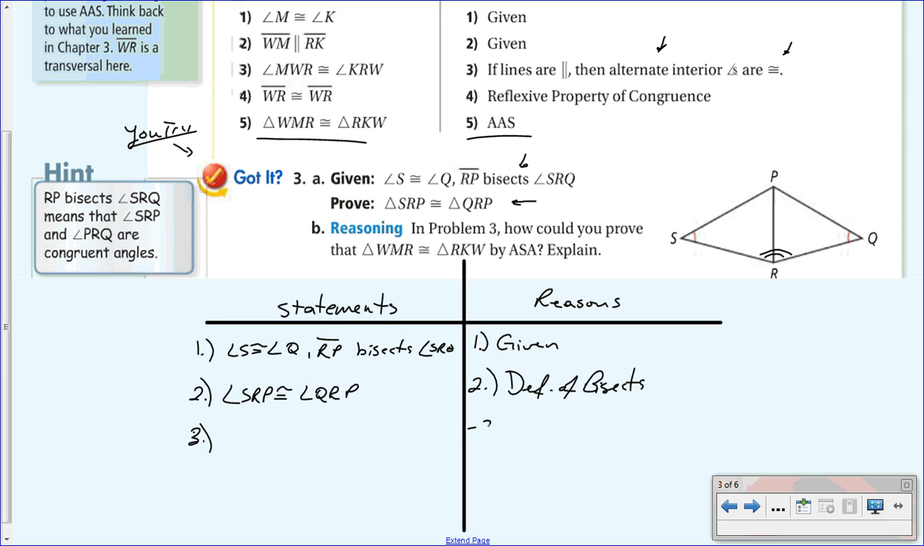And reason three. We have an angle here, an angle here, an angle here, an angle here. So let's try to make this proof angle, angle, side. No, this is not a coincidence. So what about PR? Is it the same side in both triangles? Yeah. Is it the same length in both triangles? Yeah. So PR is congruent to PR. That is your reflexive property.